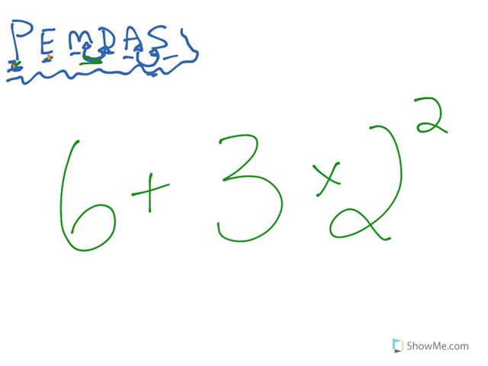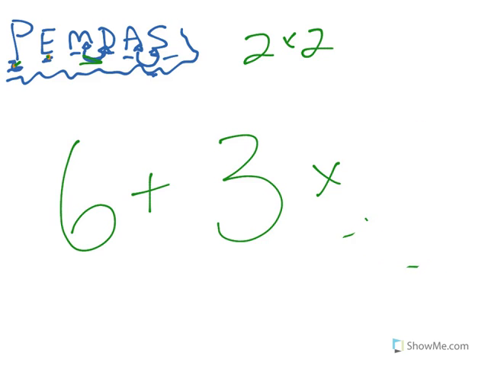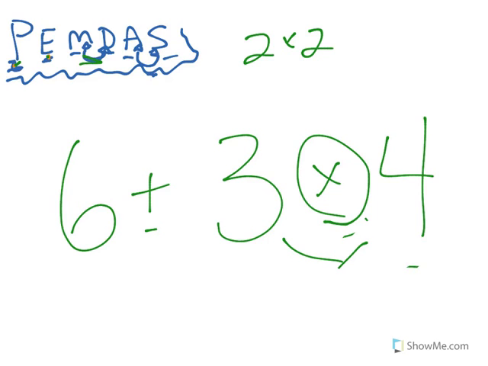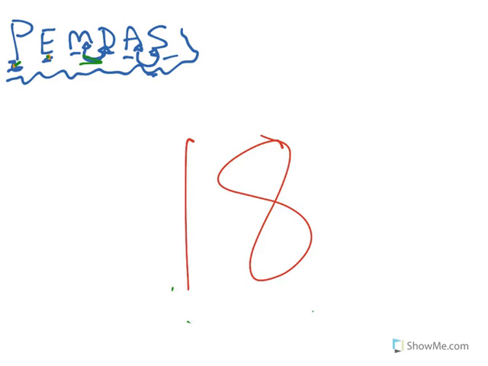Okay, so you don't have any parentheses. Then exponents. We do have an exponent, so that's the first thing I need to do. 2 squared means 2 times 2. So 2 times 2 is 4. So we're going to replace that 2 squared with a 4. Then we would go left. Multiply, divide from left to right. So this is a plus, but this is a multiplication, so it comes first. 3 times 4 is 12. Then all we're left with is that 6. So it's 6 plus 12, and our answer is 18.